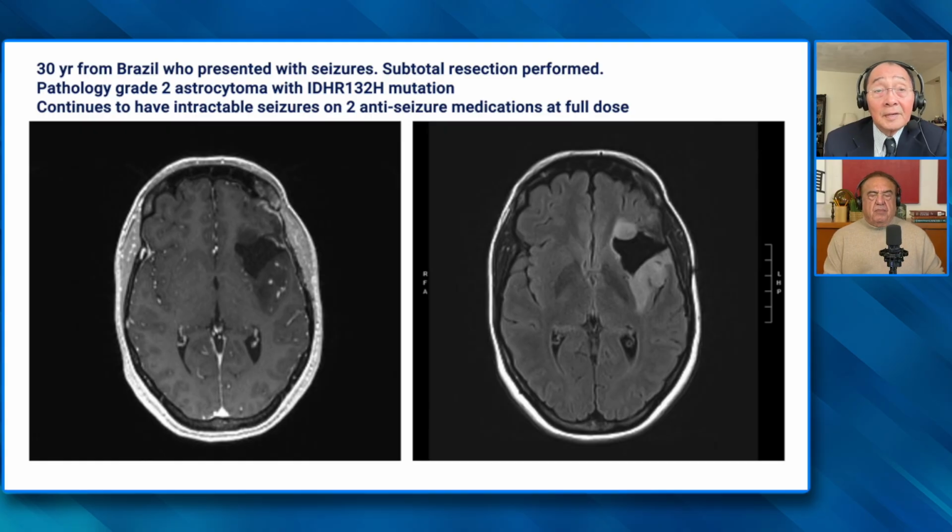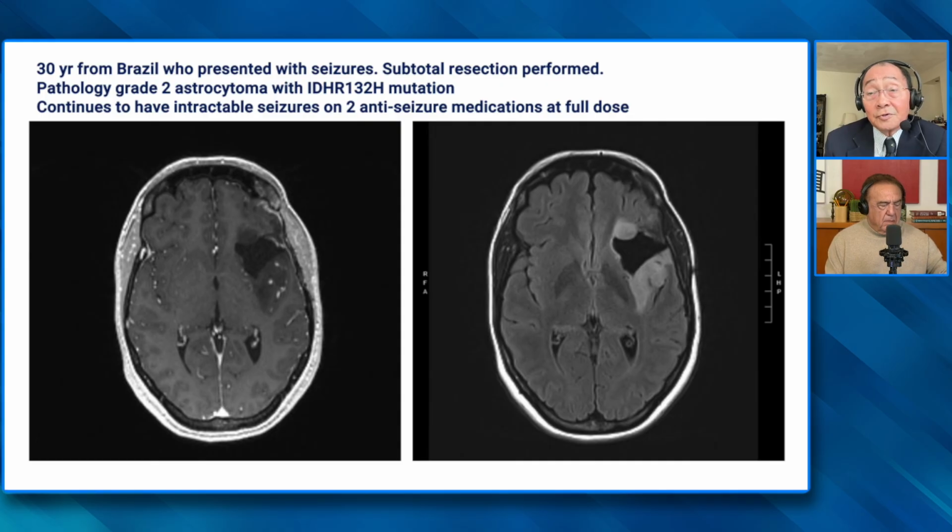And maybe we can get into your cases so we can start to kind of clinically evolve into this. Starting out with your 30-year-old patient, what happened with this patient? So this is a 30-year-old female who presented with seizures and had surgery, but because of the location of the tumor, including in the insula, it was only partially resected. And this showed an astrocytoma, a grade 2 astrocytoma with the common IDH R132H mutation.